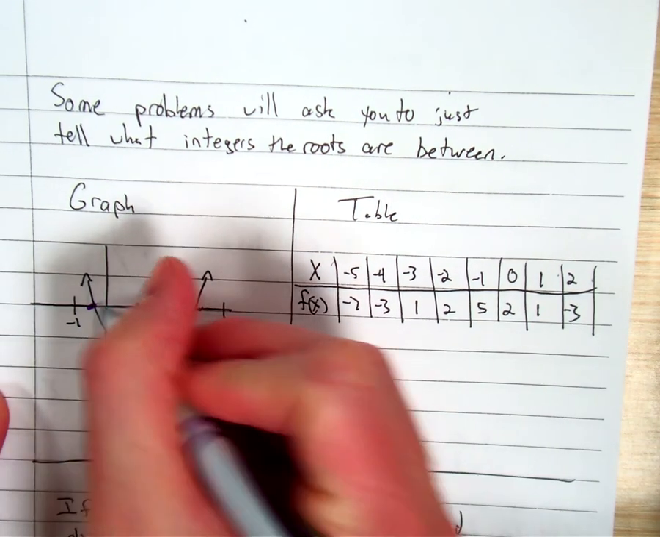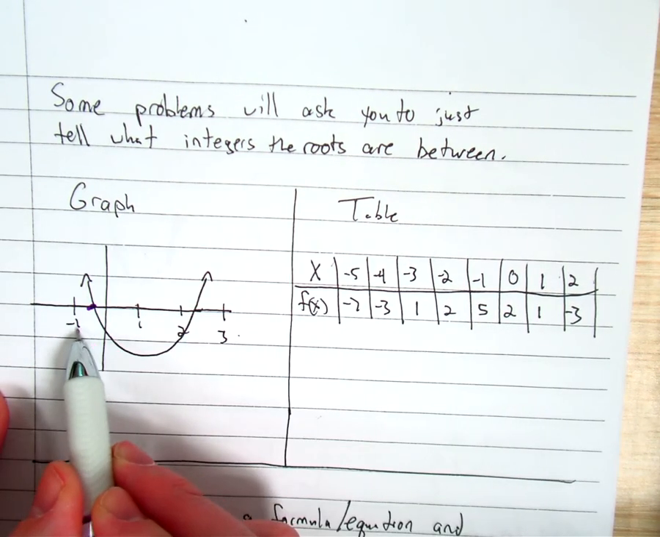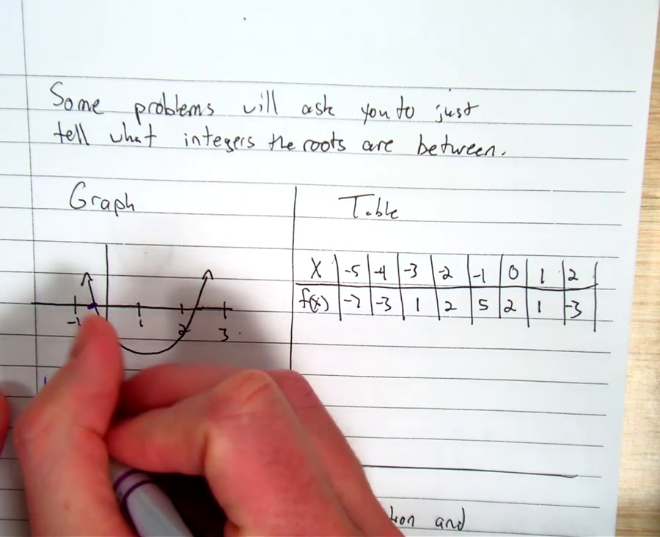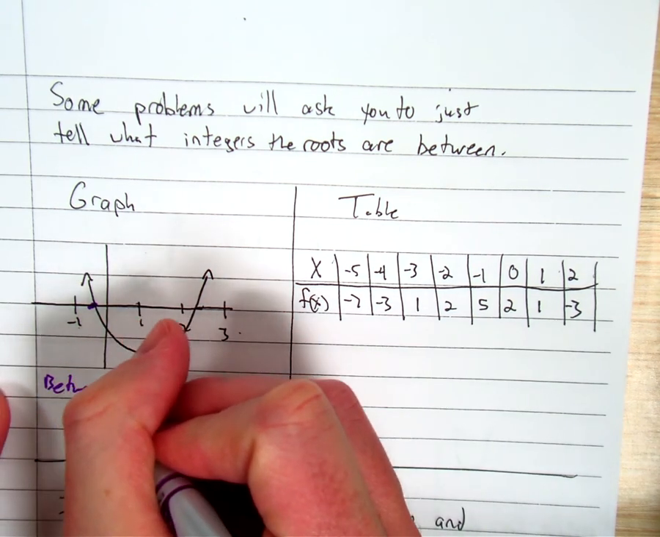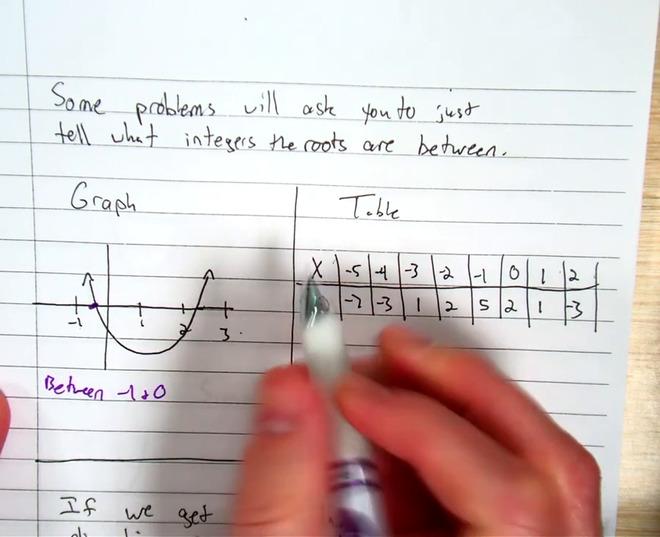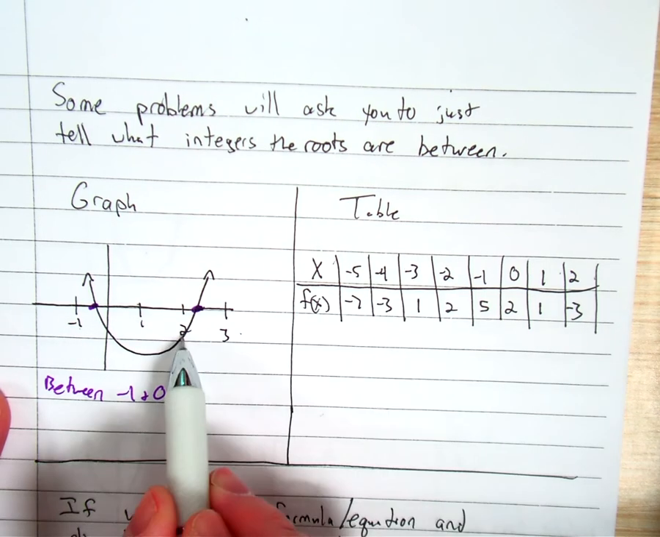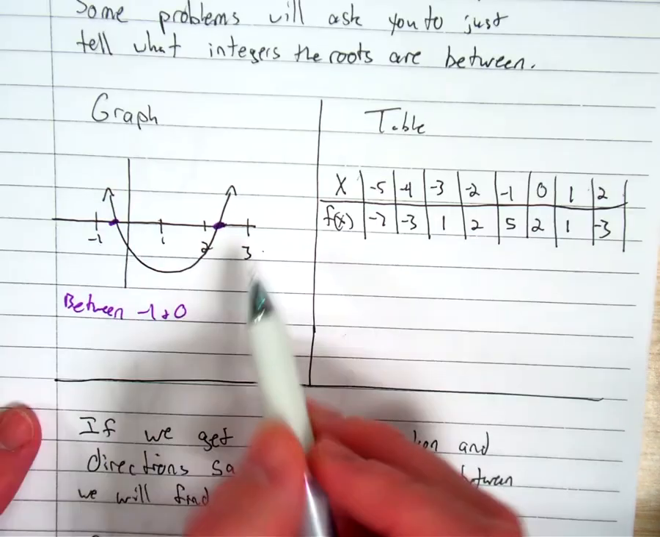This one crosses here. That's between negative 1 and 0. And this one crosses here between 2 and 3.